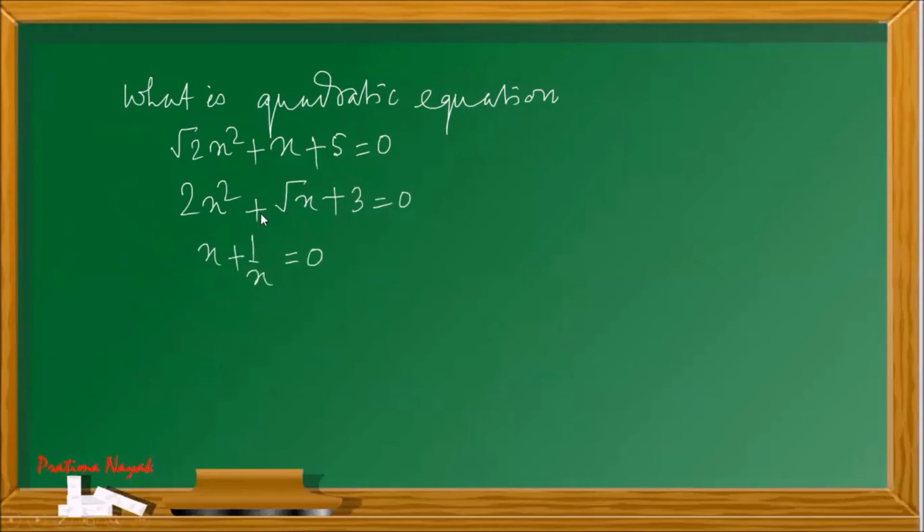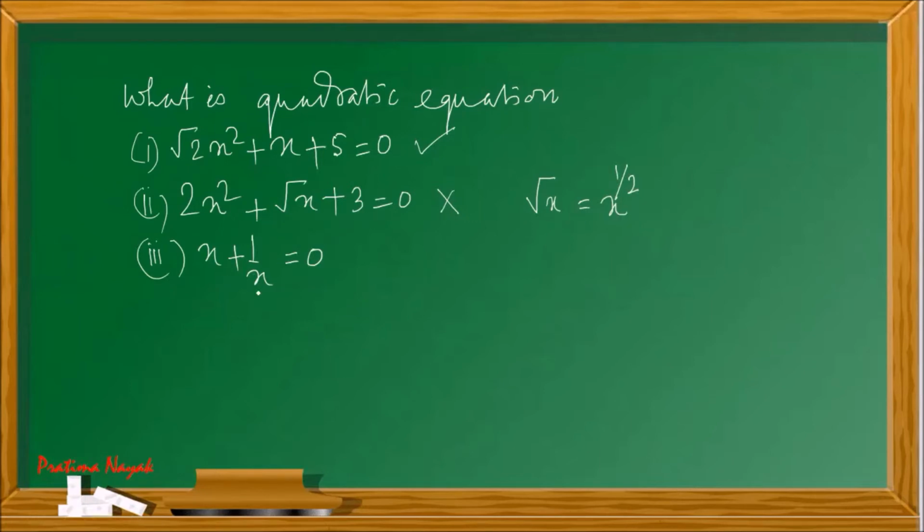Which one is the first, which is your second, which is your third? Which one is a quadratic equation, or are all of them quadratic equations? This is a quadratic equation. This is not a quadratic equation because x has a power of half, the exponent is half. When the exponent is x to the power half, though there is an x square here, it is not a quadratic equation because this is not a polynomial.